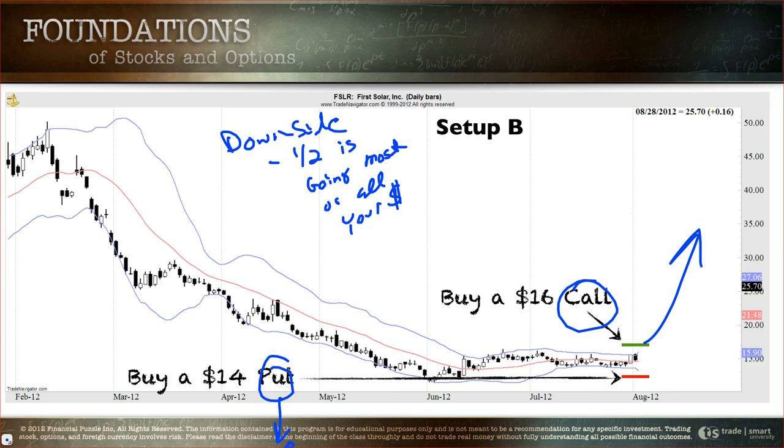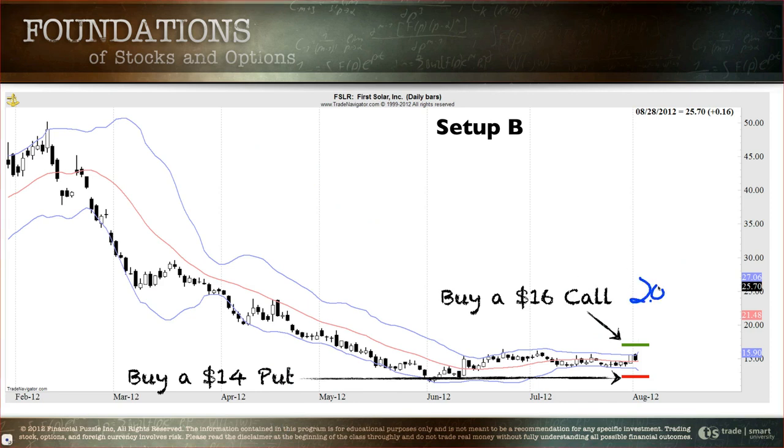Okay, so let's say that you paid $2 for the call and $2 for the put. Well, the put goes down to zero, and the call would go up, in this case, to about $10. So you would end up with $8 profit here, minus $2 here. You'd still end up with a $6 profit. So you ended up with a good profitable trade, but it's complicated.